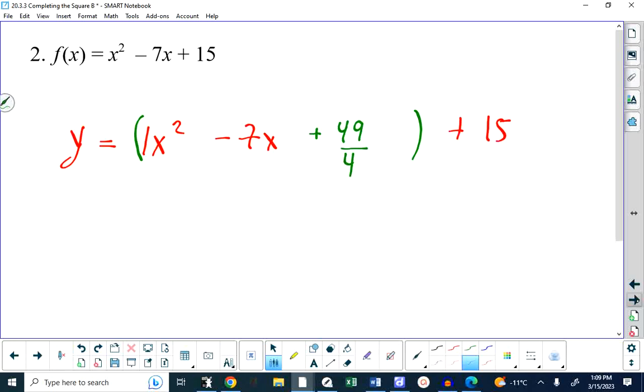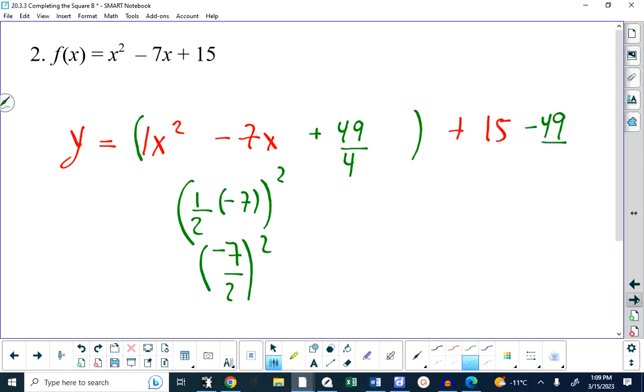It's 49 quarters. Because half of negative 7, well, half of negative 7 is negative 7 over 2. Squared, well, I square negative 7, I square 2, I get 49 over 4. And that means I subtract 49 over 4. I don't need to multiply out anything because I didn't factor anything out. What's out there is a 1. And we're pretty much done.